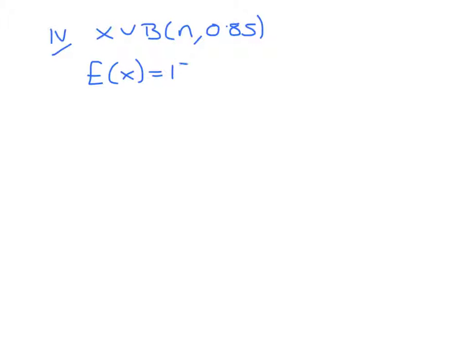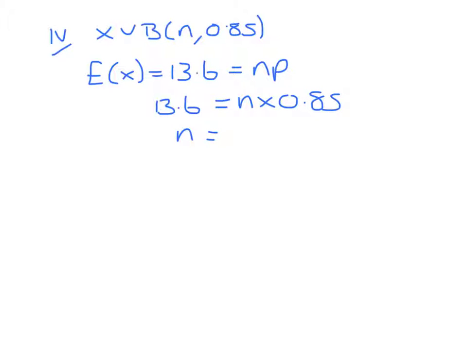Part 4, we still have a binomial, but we don't know how many plants have been planted. Probability of success is 0.85, but this time we know that the expectation of x is 13.6, and if we go to our formula booklet, we can see that that is n times p. So 13.6 has to equal n times 0.85. So if we do 13.6 divided by 0.85, we get that n is 16.